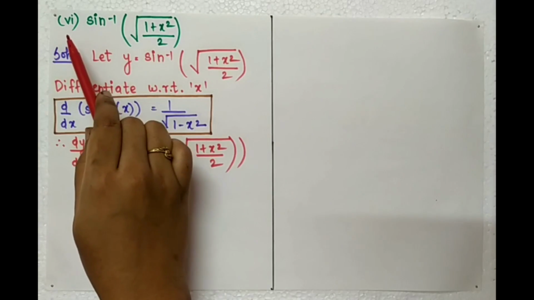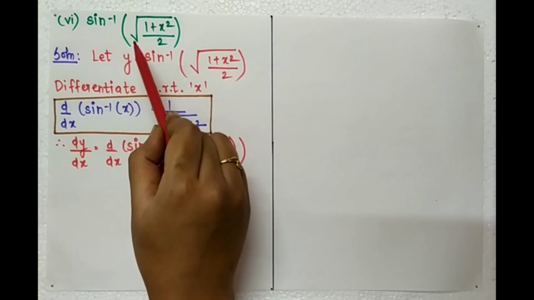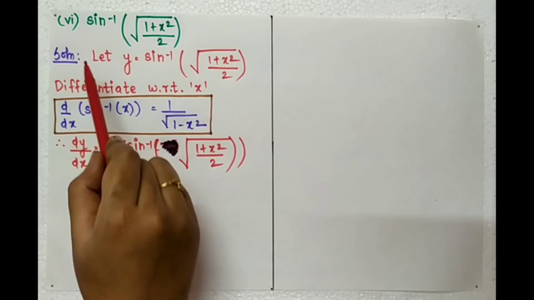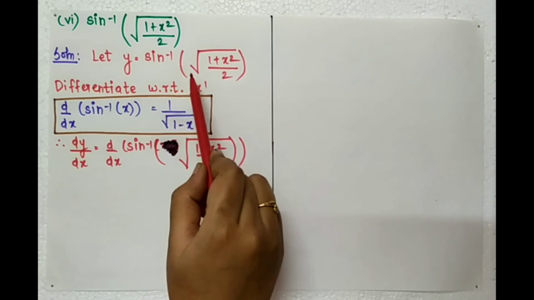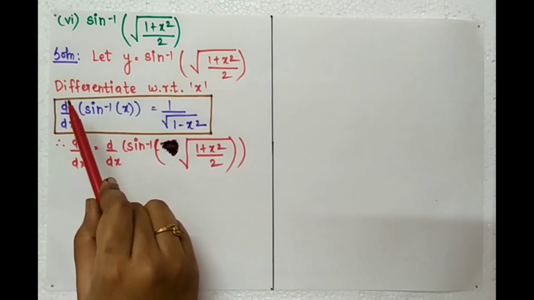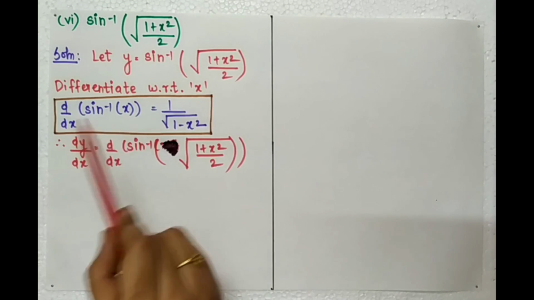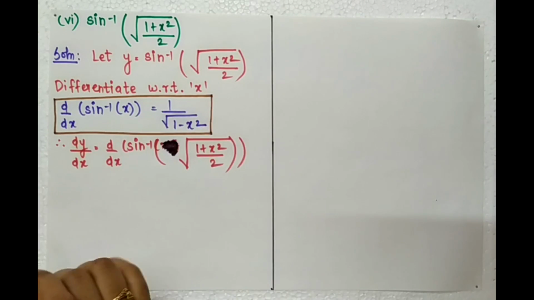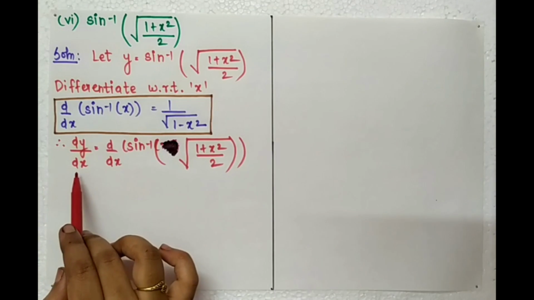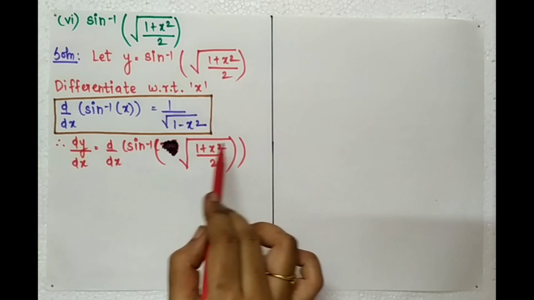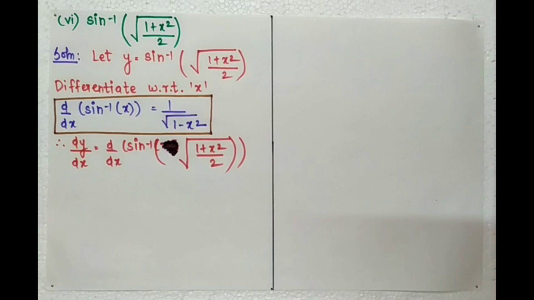Okay, so the sixth question is sine inverse of root of 1 plus x square by 2. We let y equal to sine inverse root of 1 plus x square by 2. Differentiate with respect to x. We know the derivative of sine inverse x is 1 upon root of 1 minus x square. Therefore, dy by dx becomes d by dx of sine inverse root of 1 plus x square upon 2.